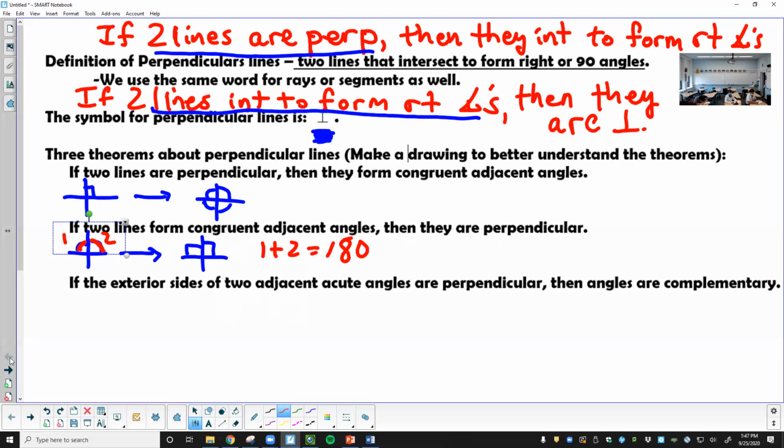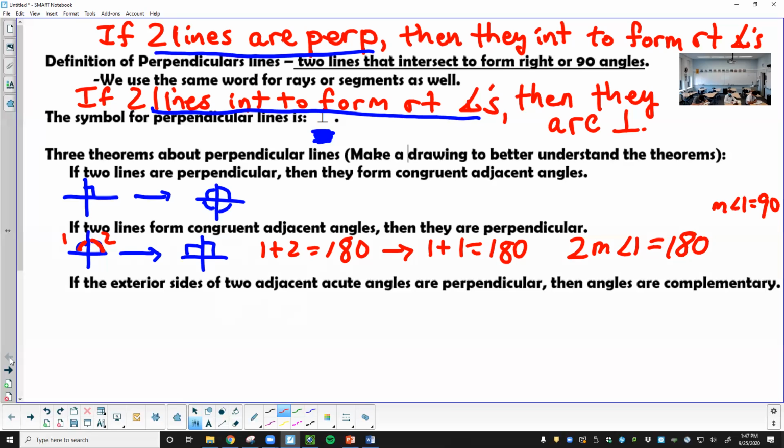So if they're congruent, we could say 1 plus 1 is 180, right? And then that would give us 2 times the measure of angle 1 equal to 180, right? So then measure of angle 1 would be 90. So we just proved that 1 is 90, then we can substitute in, and 2 would be 90, right? They're perpendicular. So that proof would be pretty straightforward, I would guess. Angle addition postulate, substitution, division, you're on your way, right?